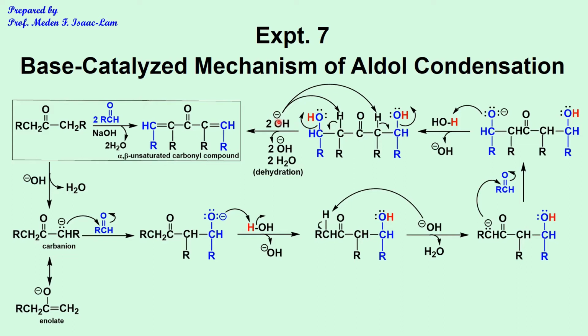Two hydroxides will abstract the two acidic hydrogens on the alpha carbons, releasing water, and then this bond and this bond will form an alkene, two alkenes conjugated to the middle carbonyl carbon. The two OHs are now released, and this step is the dehydration step, eventually forming the aldol condensation product, which is the alpha beta unsaturated carbonyl compound.